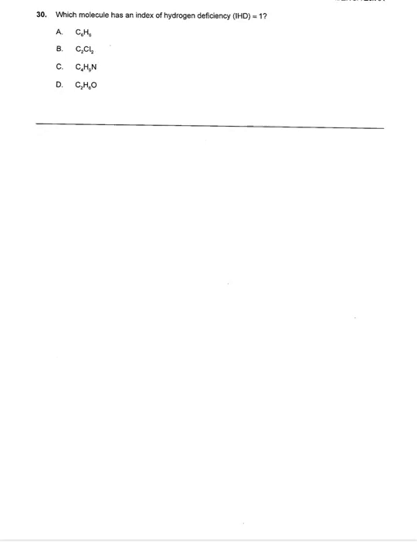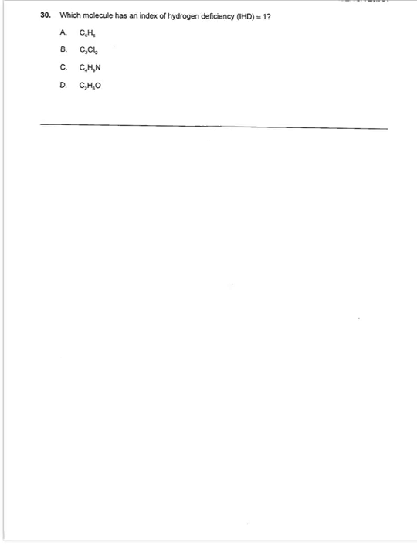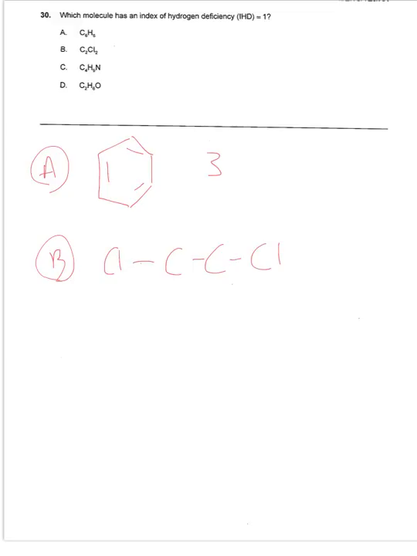Number 30, which molecule has an index of hydrogen deficiency equal to 1? So with A, that one I recognize as benzene. So that one I know is going to have 3 double bonds, and that's going to be 3. With B, if I draw C2Cl2, this one I would need 1, 2, 3, 4 hydrogen, and I don't have any, so that's got a deficiency of 2, 4 divided by 2.